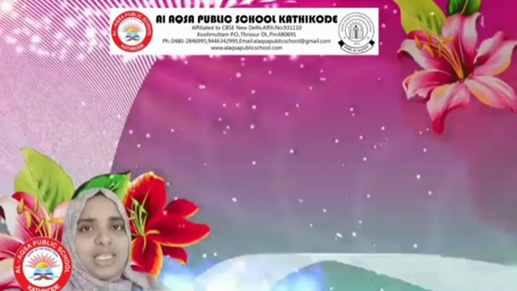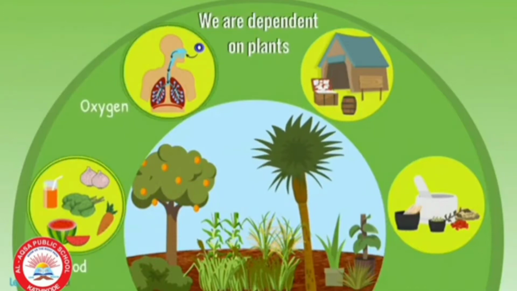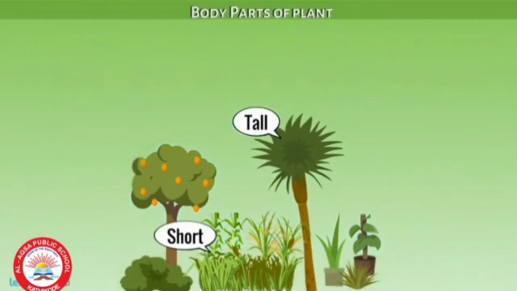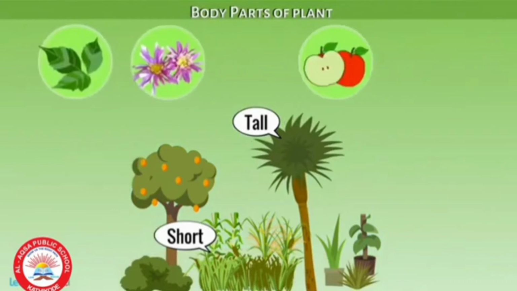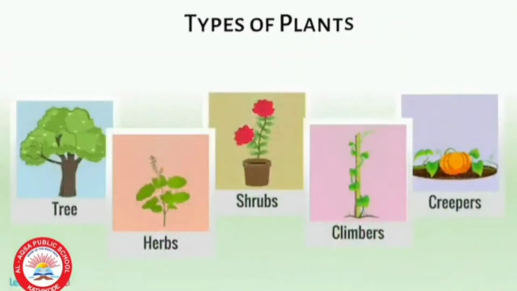So let us watch the video. We can see a variety of plants existing all around us, and we are dependent on plants for food, oxygen, wood and medicines. We can see some plants are tall and some are short. And do you know the body parts of a plant? Yes, leaves, flowers, fruits, stem and roots. Plants can be classified into trees, herbs, shrubs, climbers and creepers.